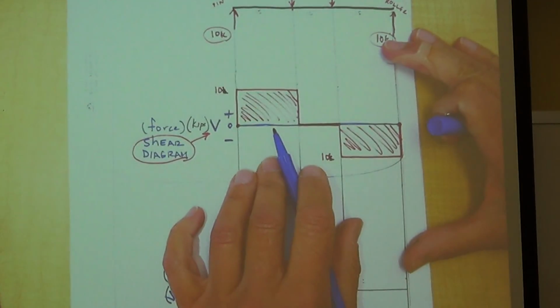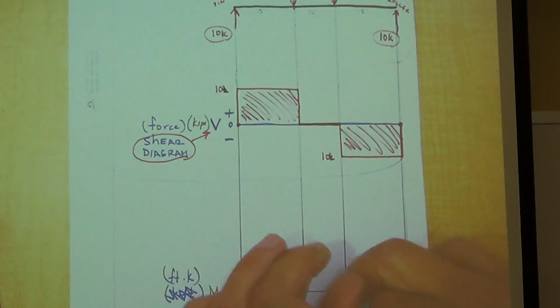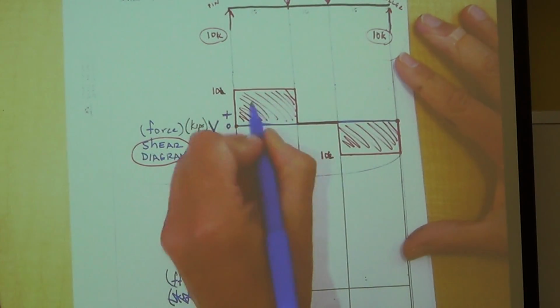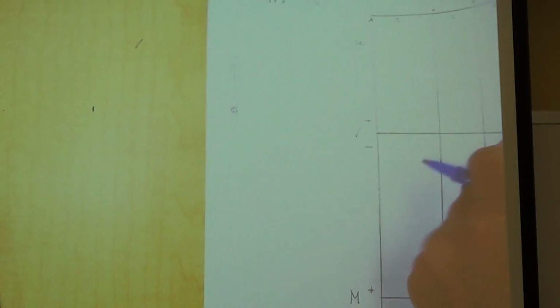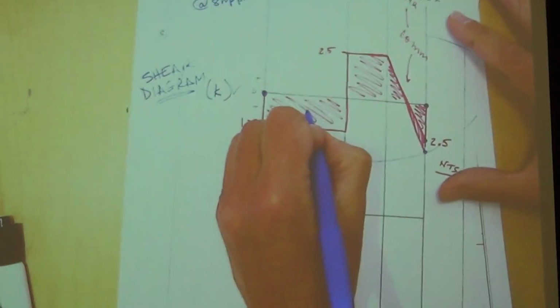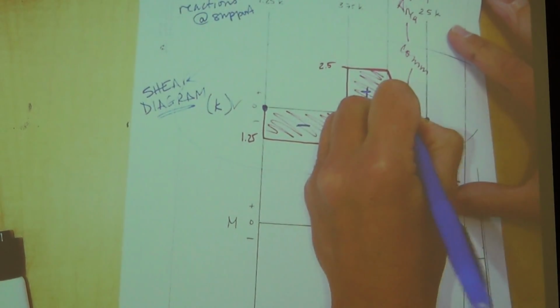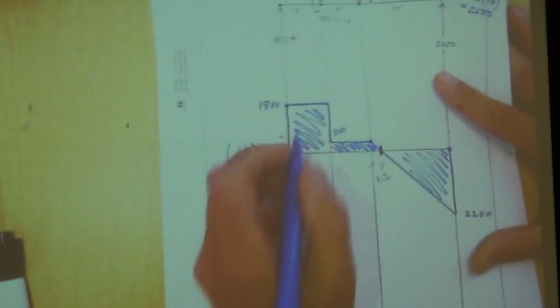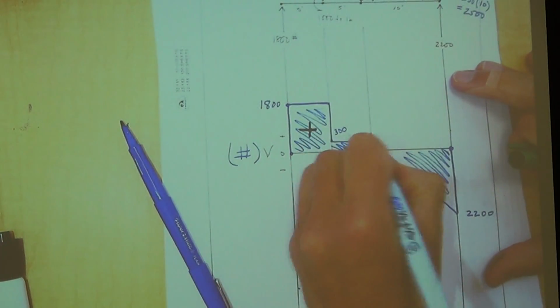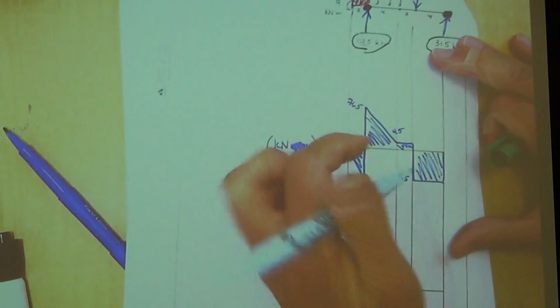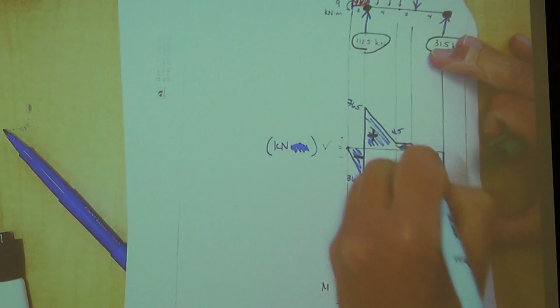So let's look at this diagram. Everybody, we're going to go through all these diagrams. Is this a positive area or a negative area? This one? Negative. Next one? What's this? Negative. Negative? Positive. Positive, negative. What's this one? Positive. Positive, positive, positive, negative. Negative, positive, positive, negative.